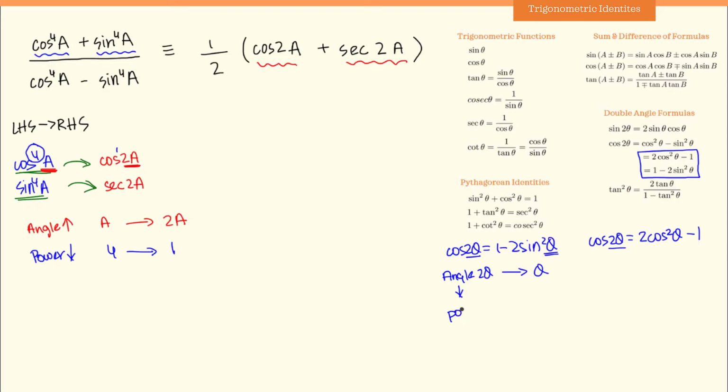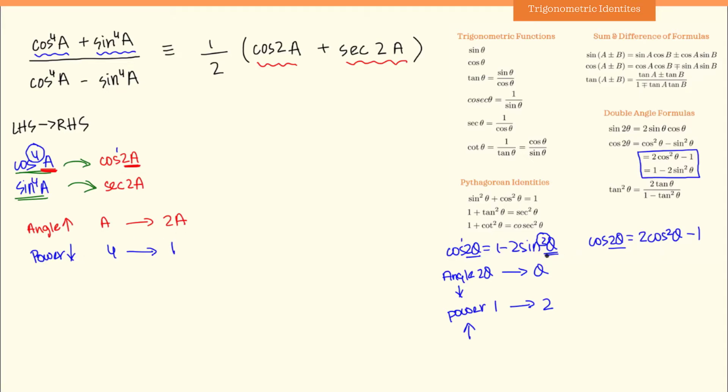And the power, if you look on the left hand side, the power is 1. And on the right hand side, the power on the trigonometric function is 2. So the power is going from 1 up to 2, so my power is getting increased. But I want the opposite. I want the angle to increase and the power to decrease.